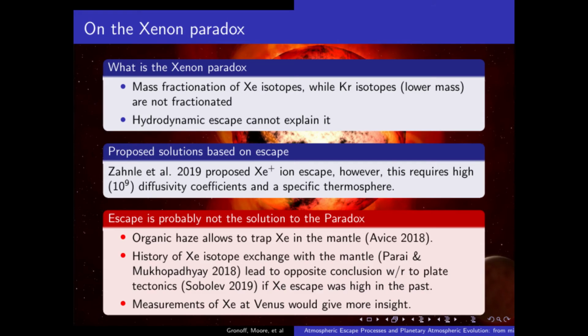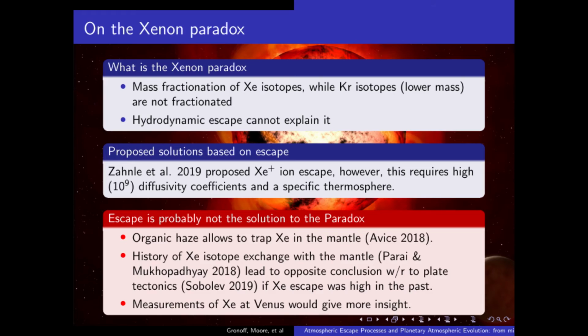One of those paradoxes is the xenon paradox. Basically, xenon is a very heavy atom, and we are discovering that the isotopes are not fractionated at Earth, and the hydrodynamic escape cannot really explain that situation with xenon. So some solutions based on escape of xenon have been proposed to try to see where it comes from.